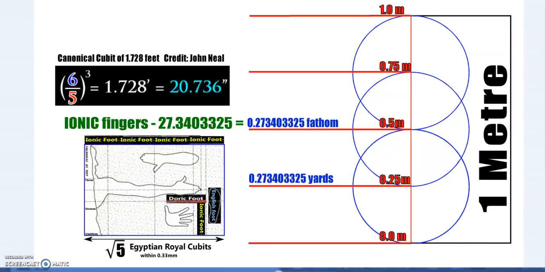Now also we have John Neal, and especially if you watch the Secrets in Plain Sight series, they introduce this. If you look further into the work of John Neal and John Michell, they speak about what they call a canonical cube, which was essentially reverse engineered by looking at structures such as Rosslyn Chapel. That would be 1.728 feet, or 6/5 cubed.